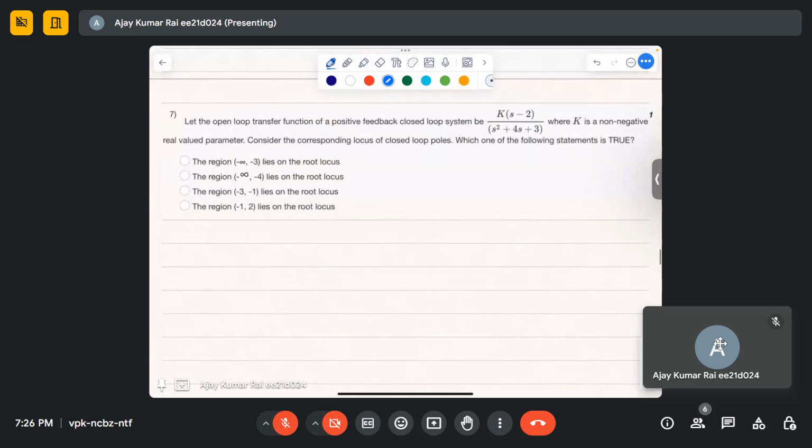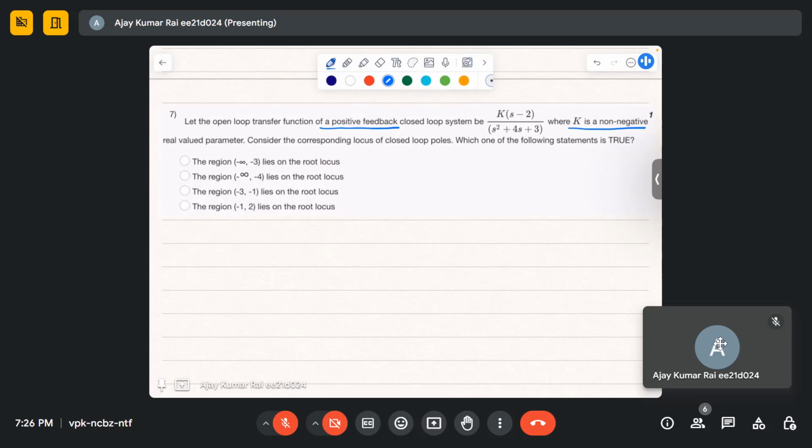Okay, 7th. Let the open loop transfer function of a positive feedback closed loop system be as given, where k is non-negative. It is very important: positive feedback and k is non-negative. Consider the corresponding locus of closed loop poles.